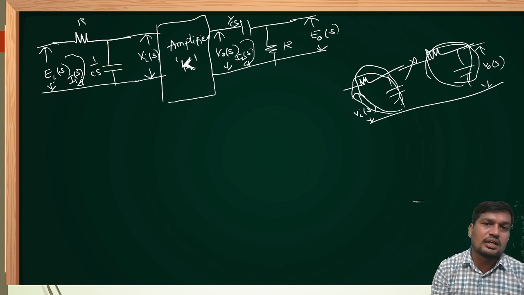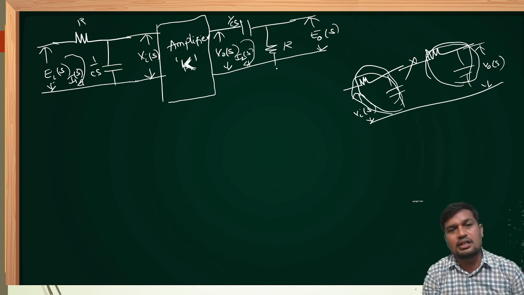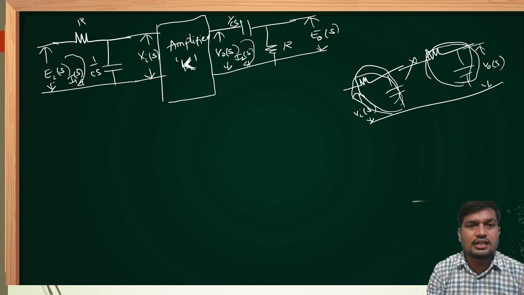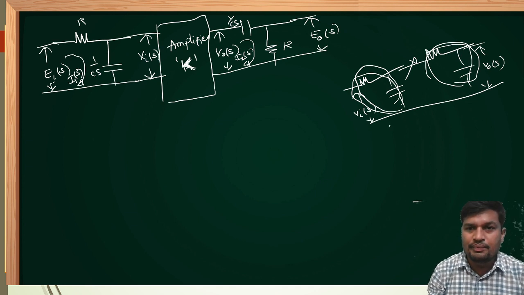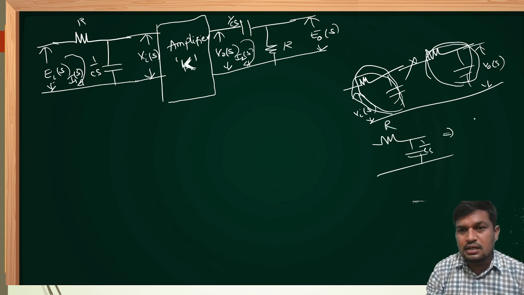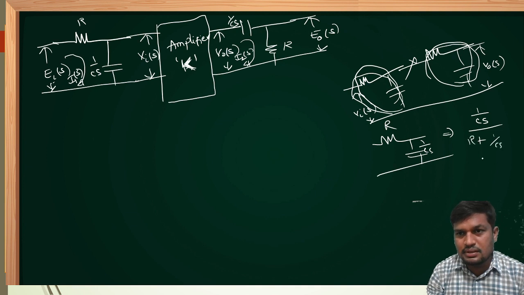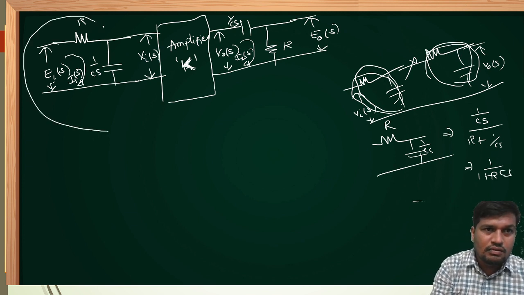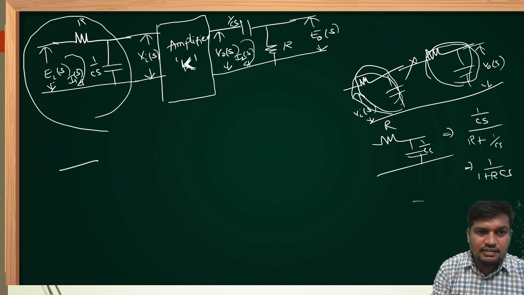Whenever all the blocks are in cascade, we just need to combine all the things. That means when we are in cascade, we need to multiply the gains. We know the simple RC circuit. This is the simple RC circuit transfer function. This is R. This is 1 by Cs. Transfer function is output impedance 1 by Cs upon equivalent impedance R plus 1 by Cs, which will be 1 upon 1 plus RCs.